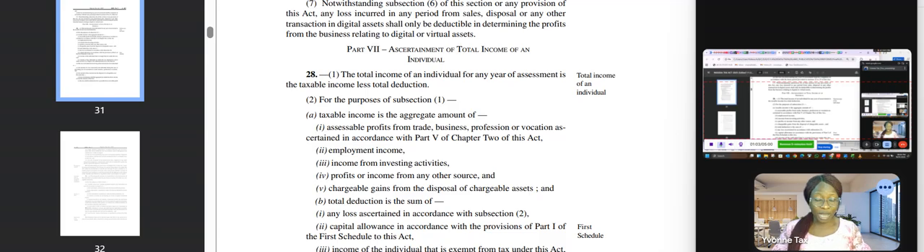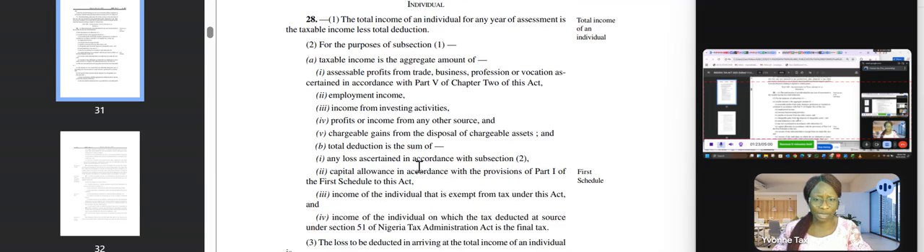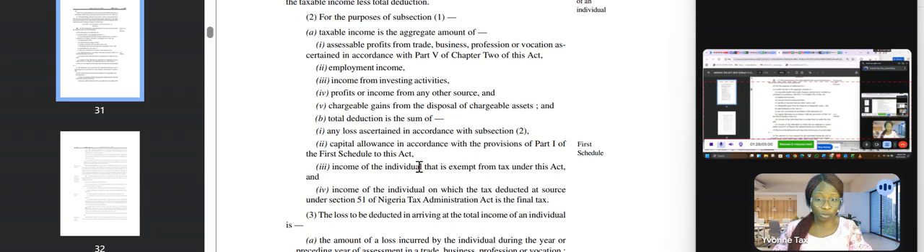Total deductions are what you deduct from your total income in order to get your taxable income before you now get chargeable income. So now section 28 talks about total income, which is calculated from taxable income minus total deductions. So what is your taxable income? You have employment income, income from investing activities, from profits, from any such chargeable gains from disposal of assets.